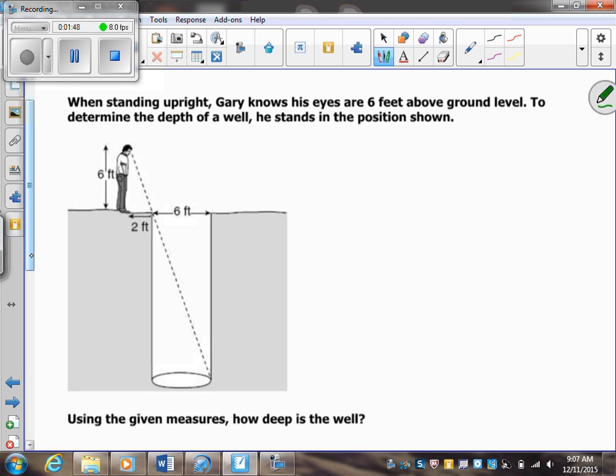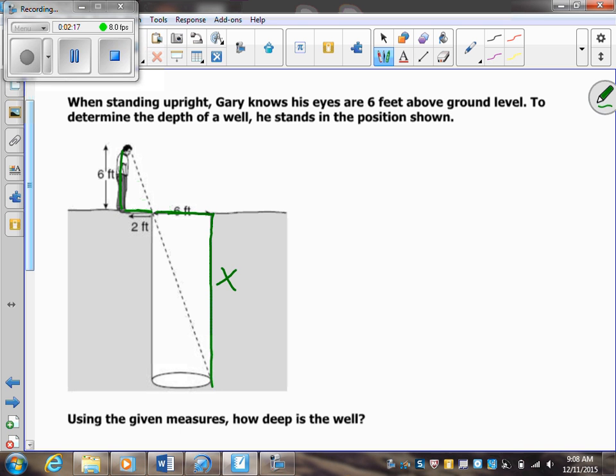It says when standing upright, Gary knows his eyes are 6 feet above the ground. To determine the depth of the well, he stands in the position shown, so you can see that his height is 6 feet and he is 2 feet away from the well. Using the given information, how deep is the well? I know the length from here to here, but the question is how deep is the well? So that's what I'm trying to find, x.